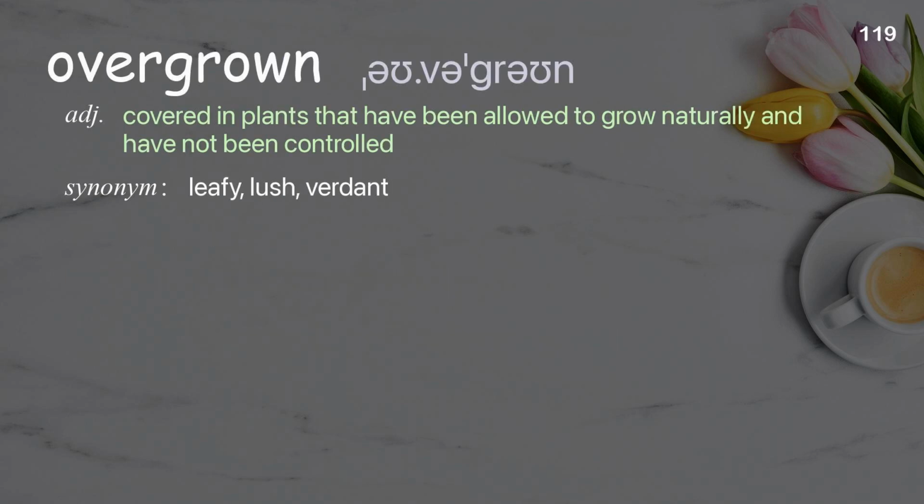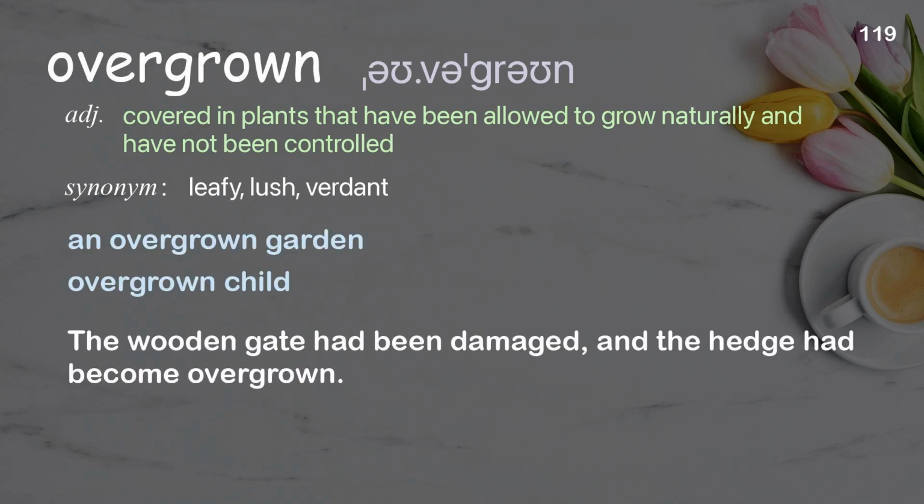Overgrown. Covered in plants that have been allowed to grow naturally and have not been controlled. Examples: an overgrown garden, overgrown child. The wooden gate had been damaged, and the hedge had become overgrown.